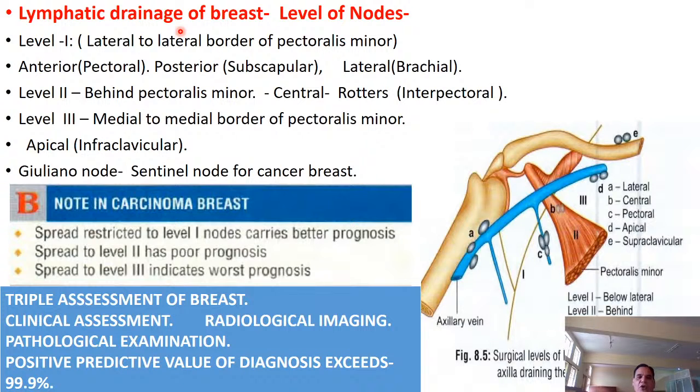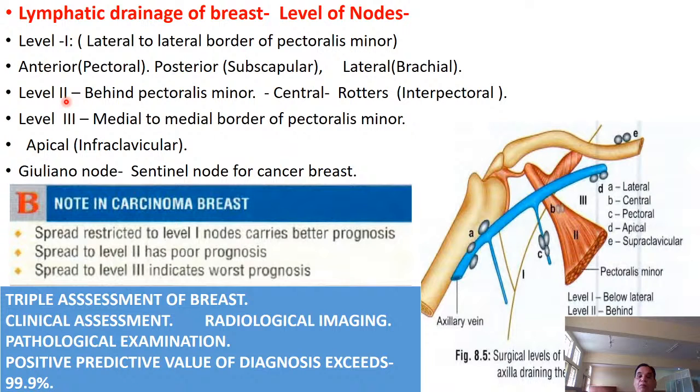You must remember this. What is the lymphatic drainage of breast? For a short note as well as in a long question. So this lymphatic drainage depends on the level of nodes. Level 1, remember, most of the nodes are related to pectoralis minor relationship. First, remember this simply, pectoralis minor is the major denominator. Lateral to lateral border of pectoralis minor is level 1. They are anterior, posterior and lateral. That means subscapular, pectoral and brachial. Right now only anterior, posterior and lateral.